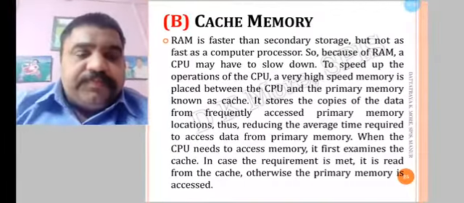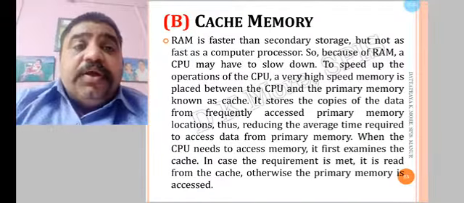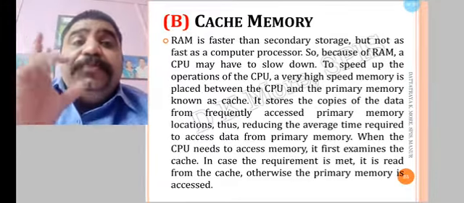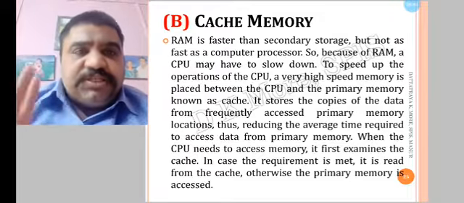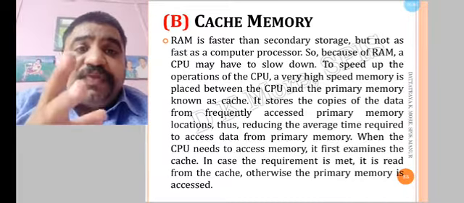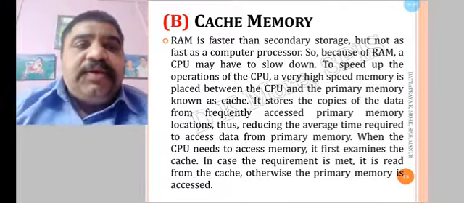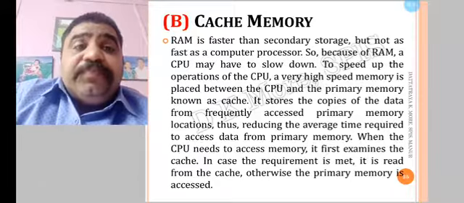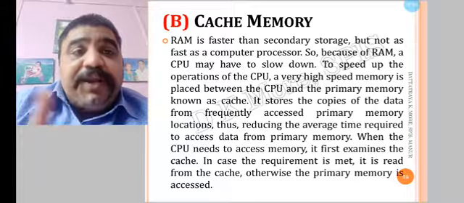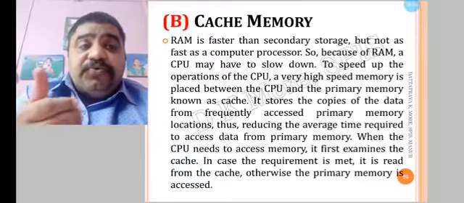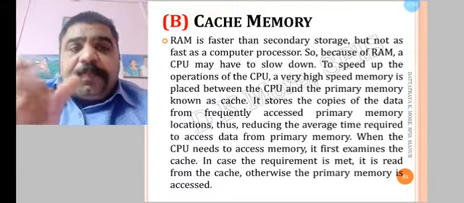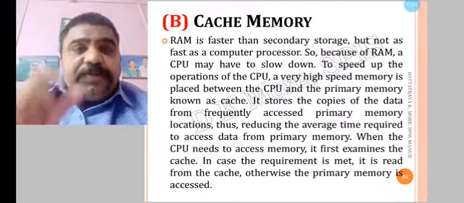Now cache memory, this is a little different concept. RAM is faster than secondary storage, but not as fast as a computer processor. Microprocessor is fastest one. Then also RAM can't compare with the microprocessor. Its speed is very high of microprocessor, or we can say CPU. So because of RAM, a CPU may have to slow down. To speed up the operations of the CPU, a very high speed memory is placed between the CPU and the primary memory, which is known as cache memory.